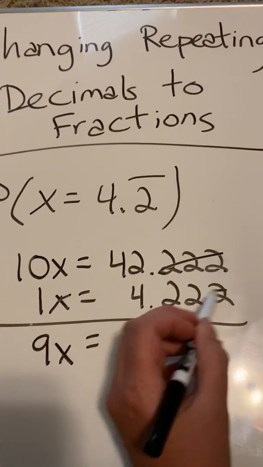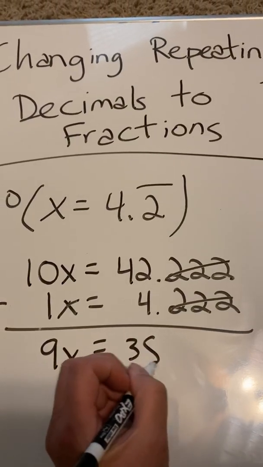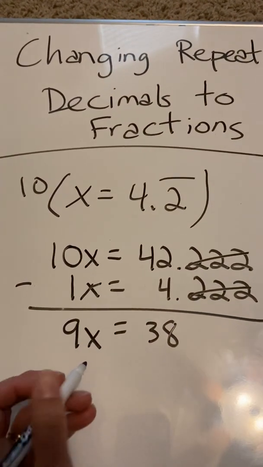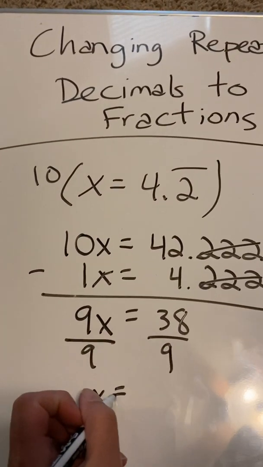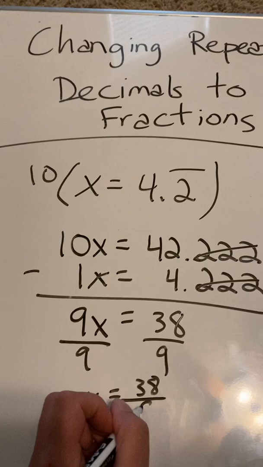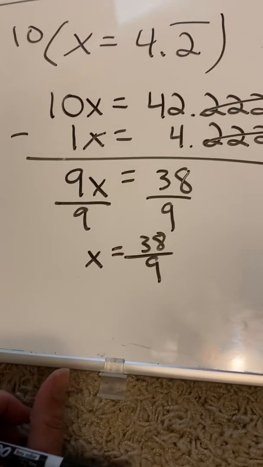42 minus 2. Again, let's cross those out so they're not in our way. 42 minus 4 is 38. We're going to divide by whatever's in front of the x, the 9. And again, if you can get me to this point, 38 over 9, that is fantastic. If you want to try to change it into a mixed number, you can.